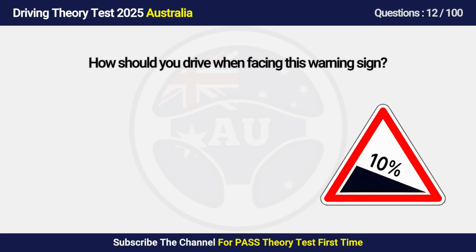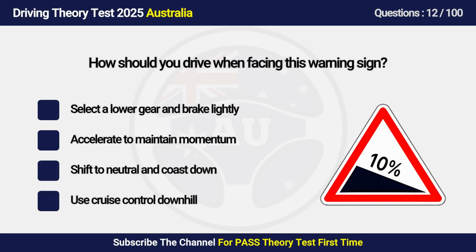Question 12. How should you drive when facing this warning sign? A. Select a lower gear and brake lightly. B. Accelerate to maintain momentum. C. Shift to neutral and coast down. D. Use cruise control downhill.